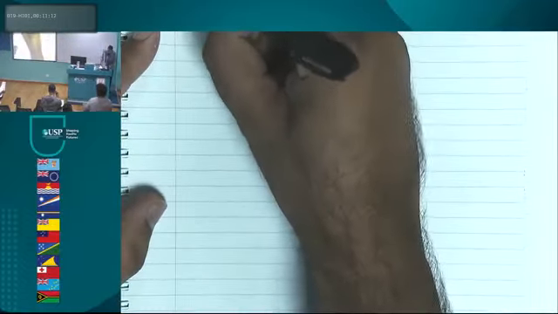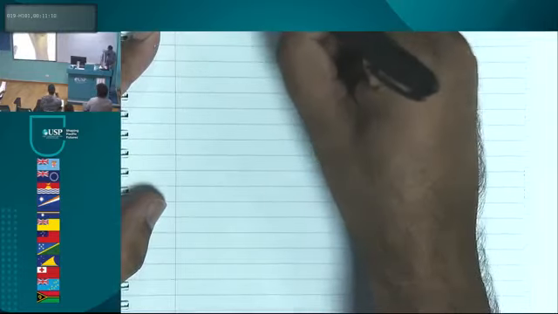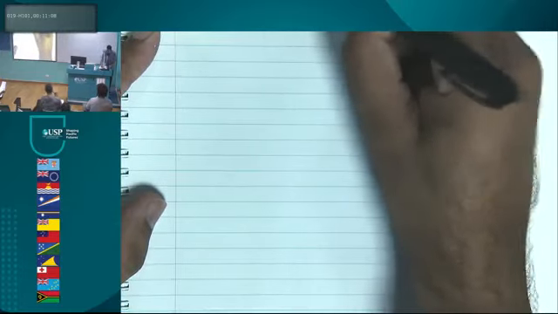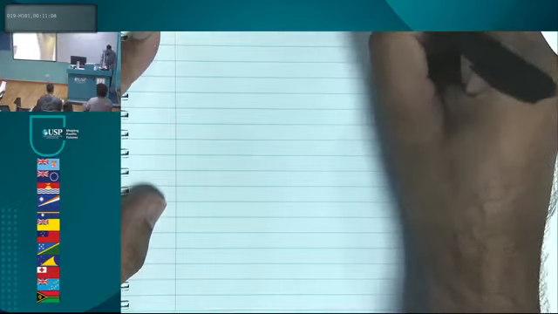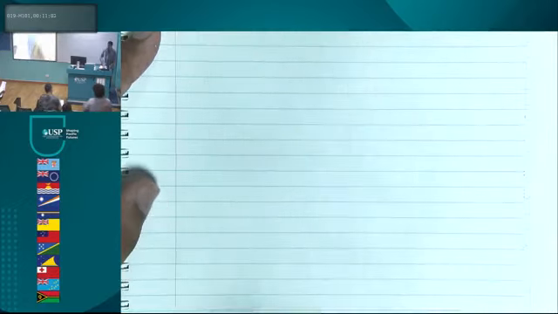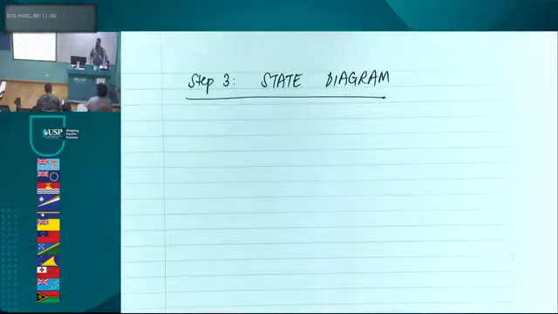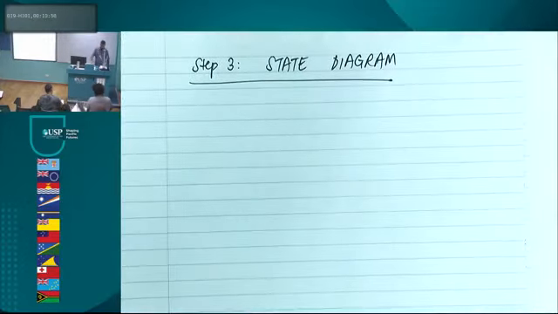Step 3 is something known as the state diagram. State diagram. Okay? State diagram. Now, all these things, again, in digital electronics, absolutely everything is the same piece of information being rewritten in another manner, right?